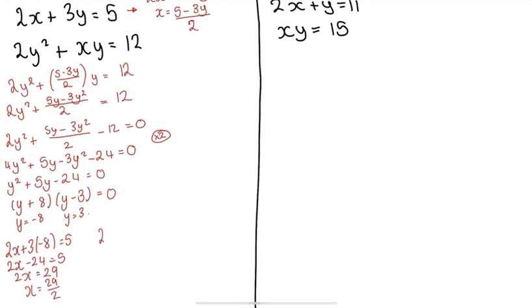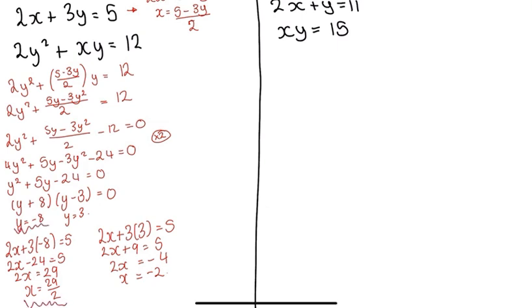Now with the other one, I know that y could equal 3. So I've got 3 lots of 3 equal 5. 3 lots of 3 is just 9. Getting rid of that 9 from both sides, I'm going to take it away, so I get left with negative 4. And then dividing by that 2 last of all. So our answers here are y equals negative 8, and x equals 29 over 2, or y equals 3 and x is negative 2.